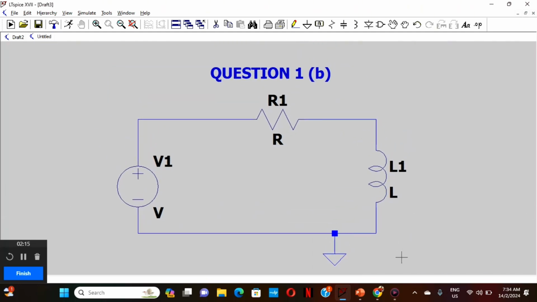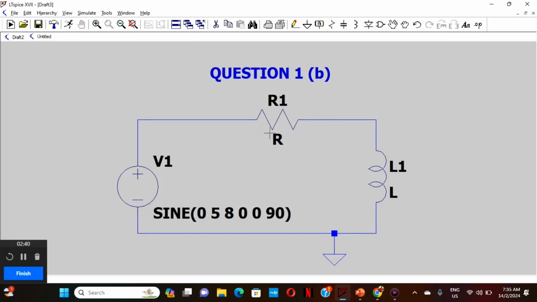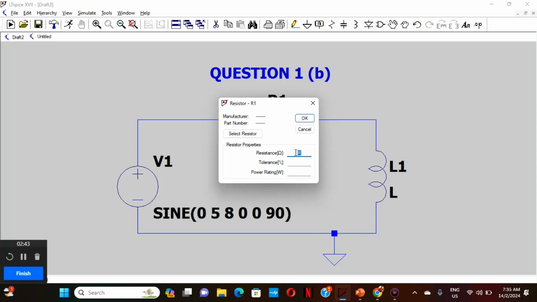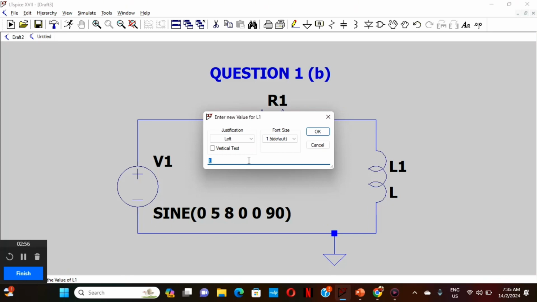After that, we fill up the values. So for voltage, I will use the sine voltage. For amplitude, we have 5 volt. Frequency, I put 8 hertz. And for the phi or degree, I put 90 degree. So it will look like this. Next, I would like to enter the value of the resistor. I put 1 kilo ohm or 1000 ohm. And for the inductor, I use 15 Henry.